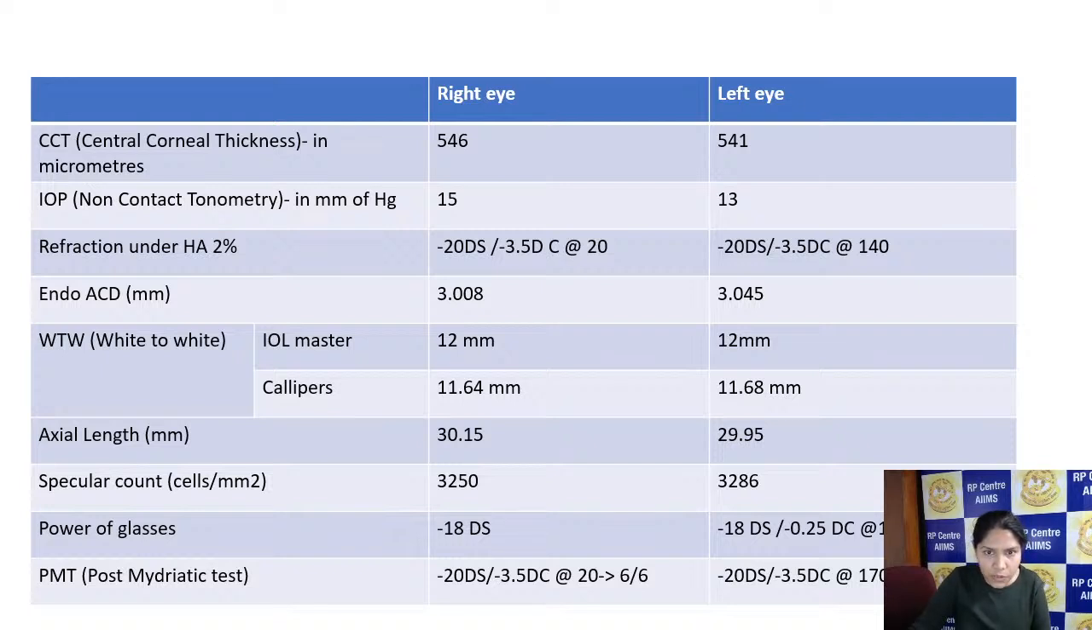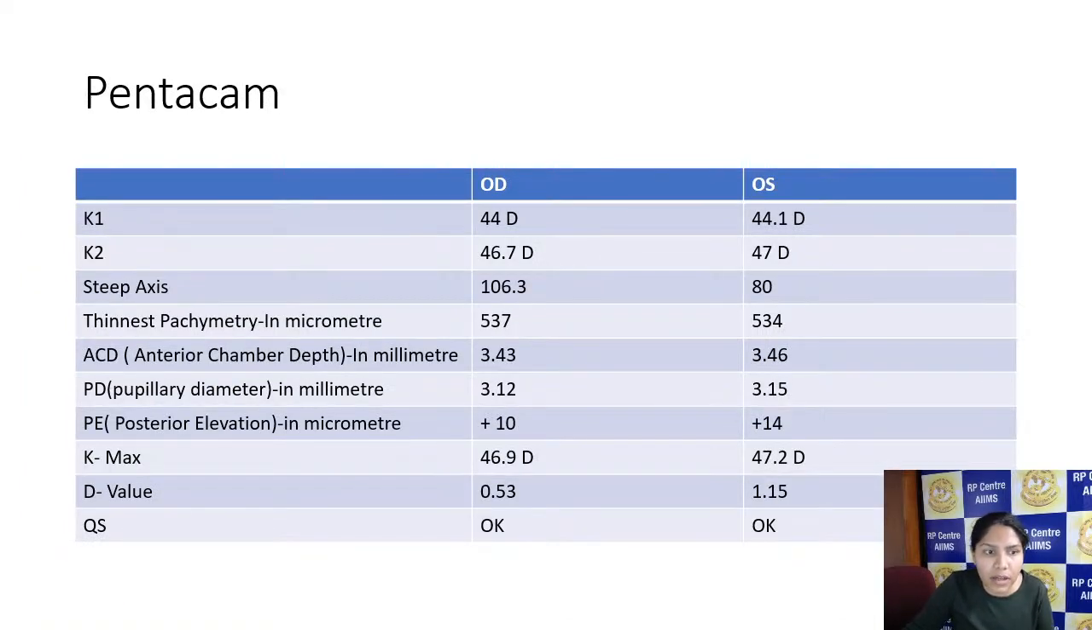The post-mydriatic test which was done was found to be in the right eye -20 sphere with -3.5 cylinder at 20-degree axis, and the patient had 6/6 vision with this. And the left eye, it was -20 sphere and -3.5 cylinder at 170-degree axis, which the patient had 6/6 with this vision, PMT. So on pentacam, the K1 was found to be 44 diopters in the right eye, and the steeper axis was 46.7 at 106.3-degree axis in the right eye, and in the left eye, K1 was 44.1 and the steeper axis was 47 diopters at 80-degree axis.